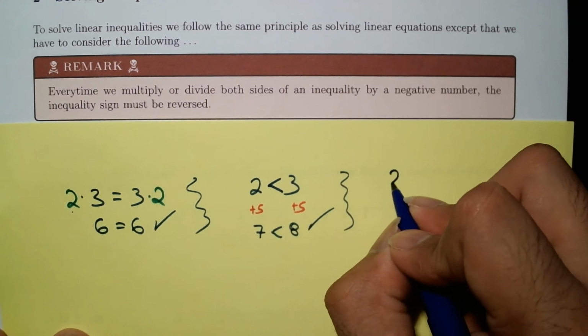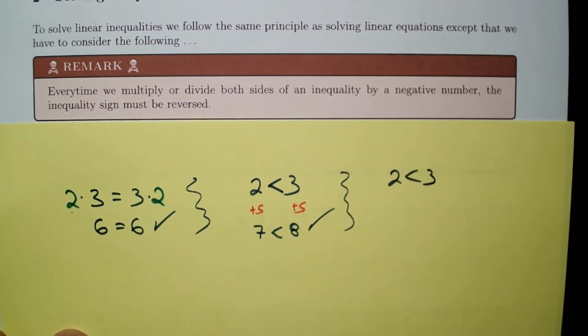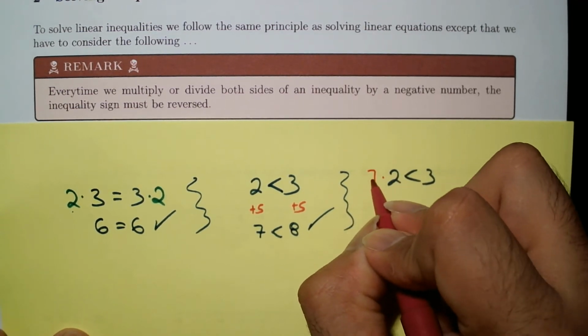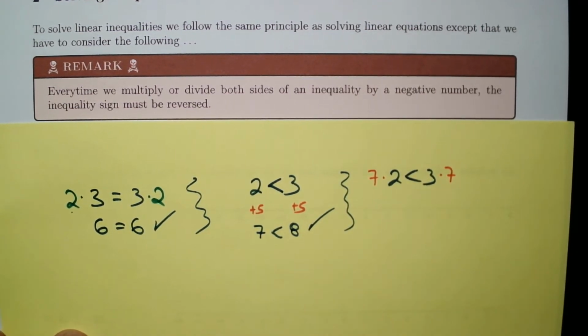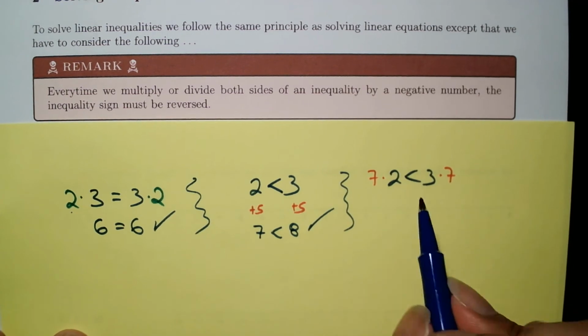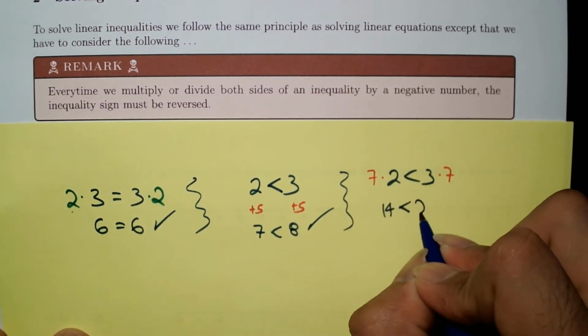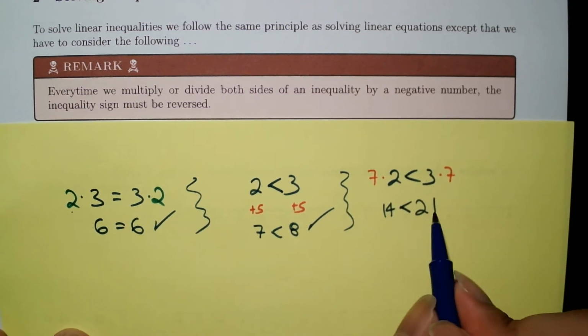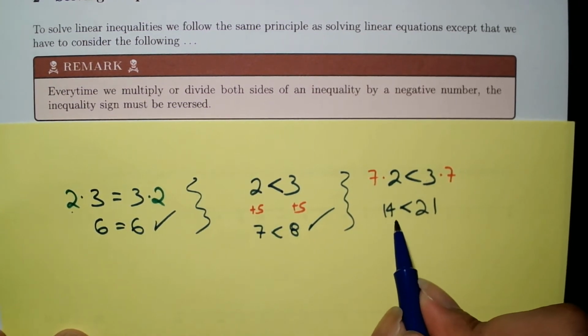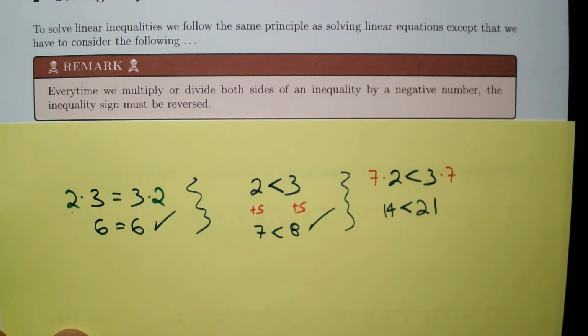Do the same, 2 less than 3. Now let's see, multiply by 7. What do we get? 7 times 2, that's 14. 3 times 7, that's 21. Is this still true? Yes, it is true that 14 is less than 21.